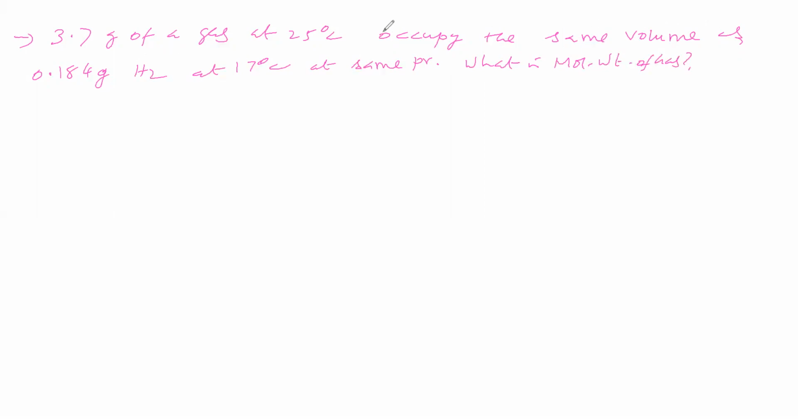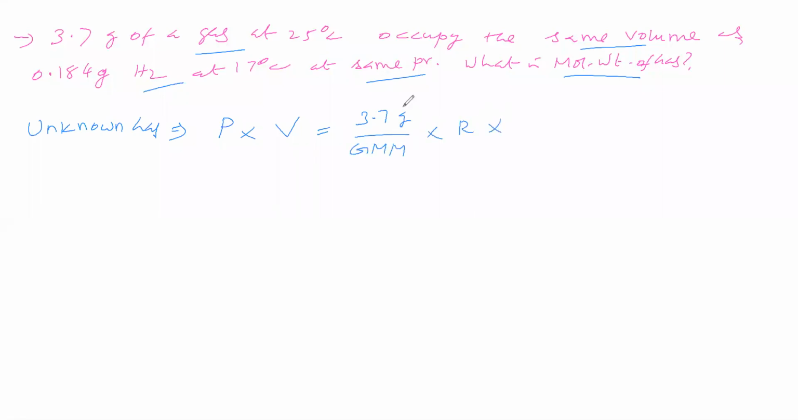Now this gas is given and another gas is hydrogen. This is an unknown gas, we do not know the formula, so they are asking its molecular weight. Same pressure they said, so pressure is same. Then they said same volume, so volume is same. Number of moles means mass of gas by gram molecular mass of gas into R. Temperature is given 25 degrees Celsius for the unknown gas, that we will convert into Kelvin.